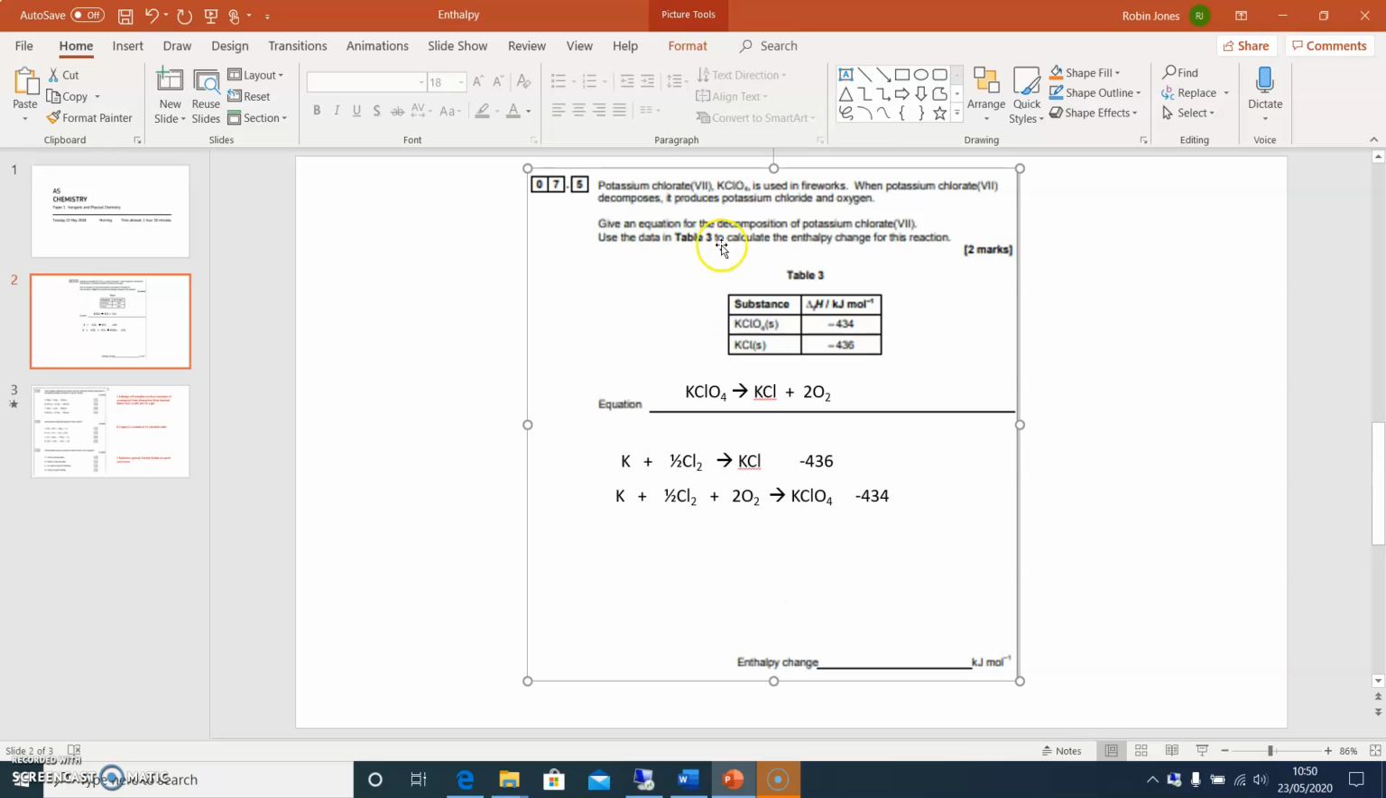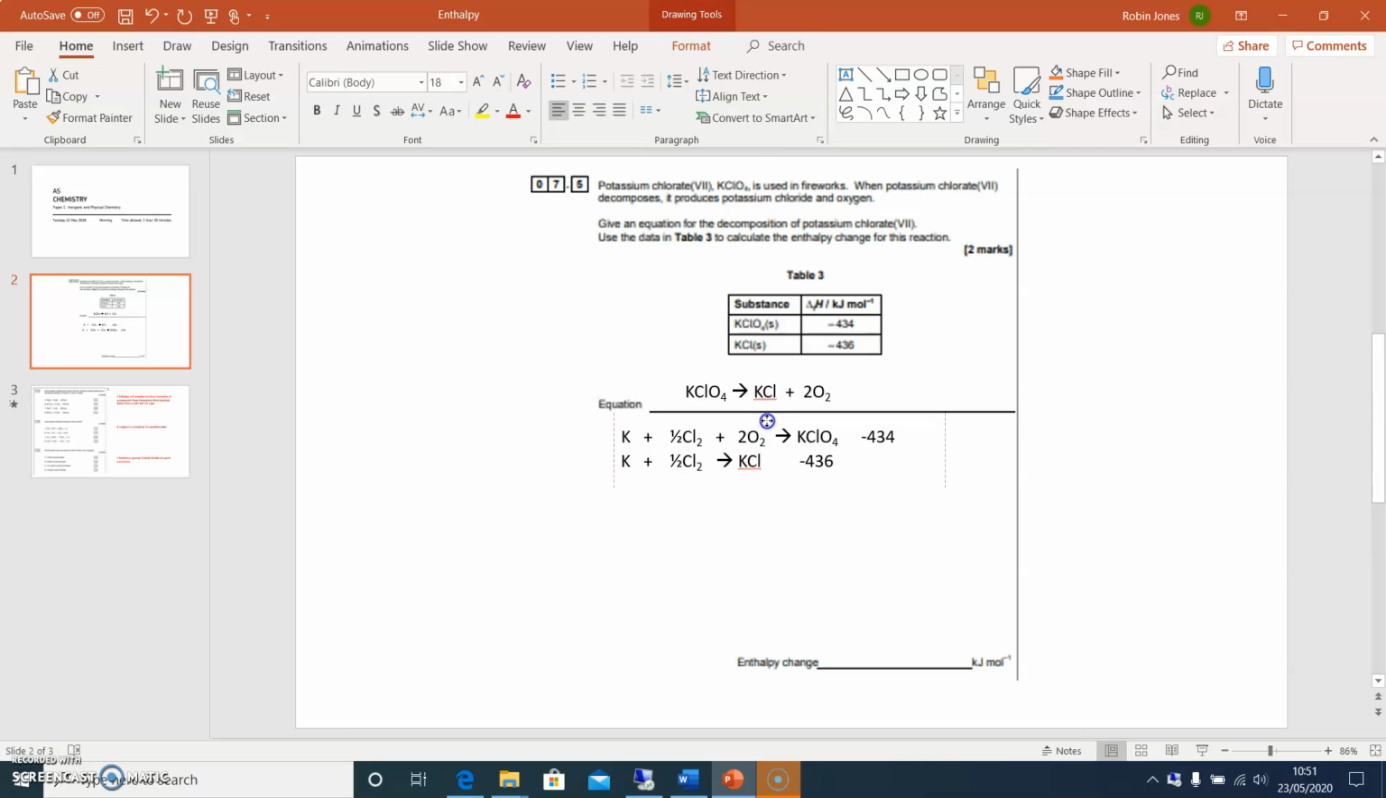Okay, use the data to calculate the enthalpy change for this reaction. Well, if you look in here, it says substance, delta H f. Delta H f is the formation. So these are enthalpies of formation. So formation of KClO4.